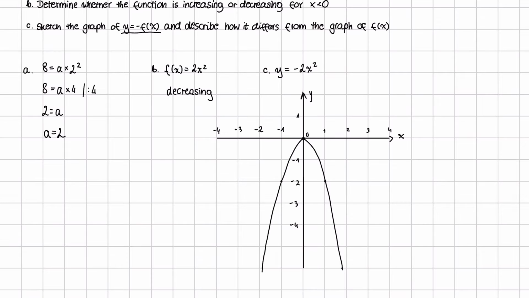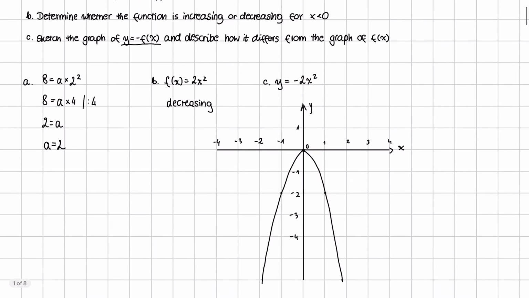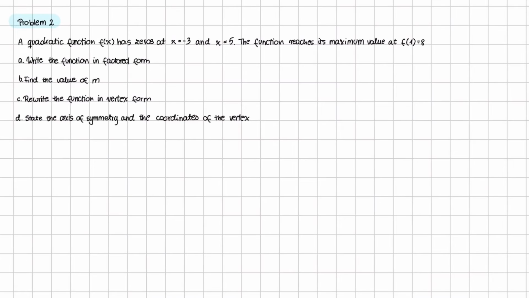You can find the key points by graphing it on your GDC, then G-Solve and y calculate or x calculate, and this is our function. And we have to describe how it differs from the graph of f(x). So basically our reflection flips our parabola upside down.